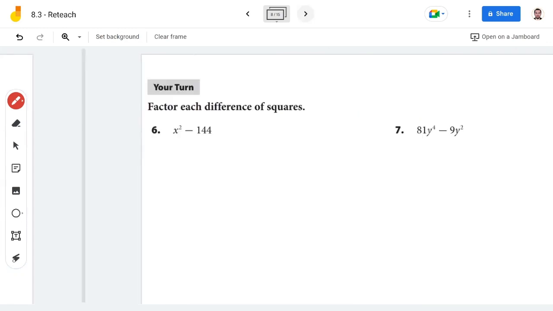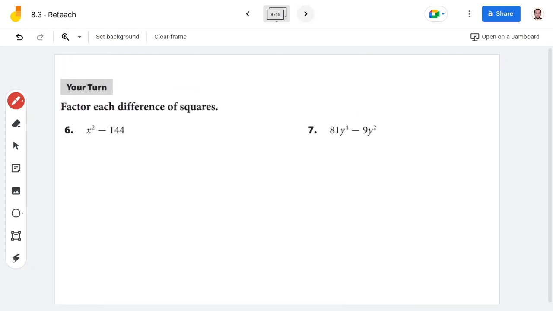Let's go to the last one here. It's your turn. You can try to solve these two by yourself. If you need, you know that 144 is 12 times 12, right? That means it's 12 squared. So you can change it to x squared minus 12 squared. You can now do these two brackets, x plus 12 and x minus 12. See how easy it is?